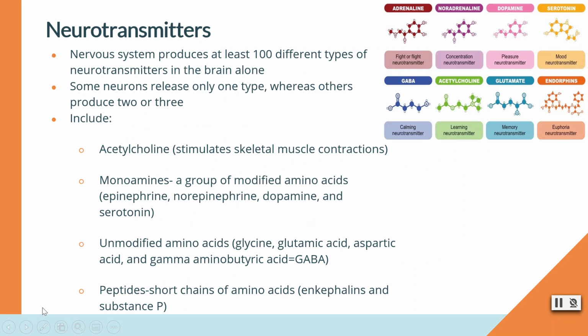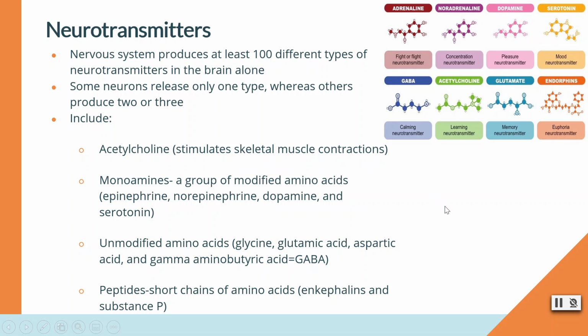We'll be talking about these neurotransmitters. The nervous system produces at least 100 different types of neurotransmitter in the brain alone. We know that some neurons release only one type, whereas others can produce two or three, and these different types, one of them is acetylcholine, which we know stimulates skeletal muscle contraction.